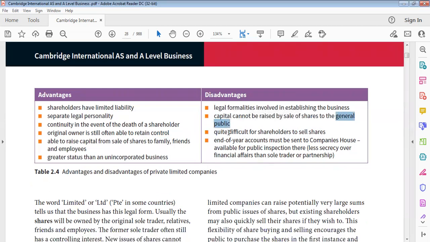All right, and it might be difficult for you to sell shares as well, because you cannot advertise anywhere. A public limited company can advertise, or they can use a stock broker, or they can use a stock exchange market to sell their shares. But since you're a private limited company, you have to call your friends, call your family members, send them emails, you have to request them. So it's more difficult for you, right? Difficult to sell shares.